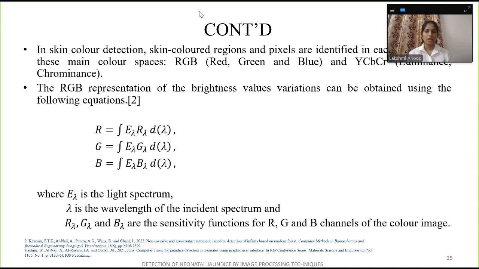the color image. Here, R is equal to integral E lambda R lambda d lambda, and G equals integral of E lambda G lambda d lambda, and B equals integral E lambda B lambda d lambda.